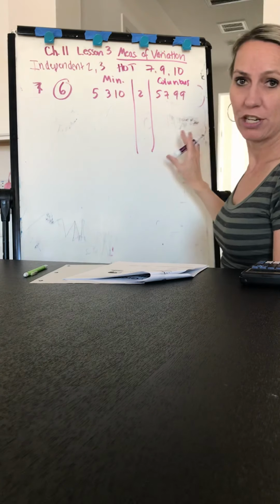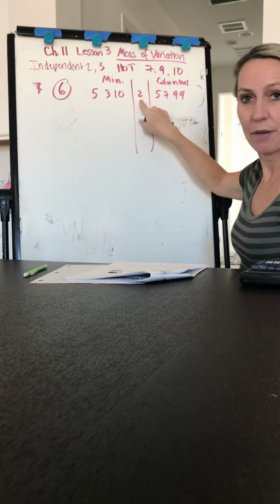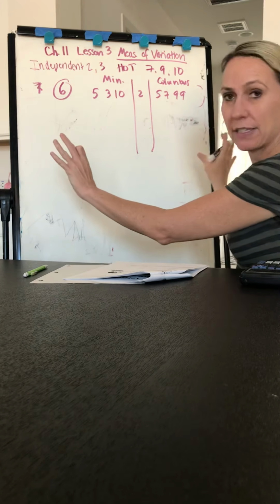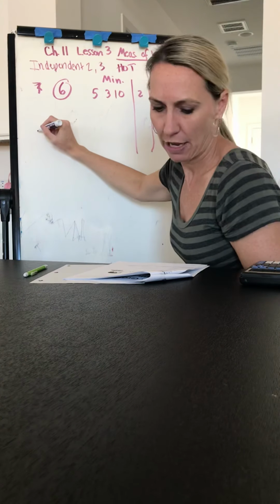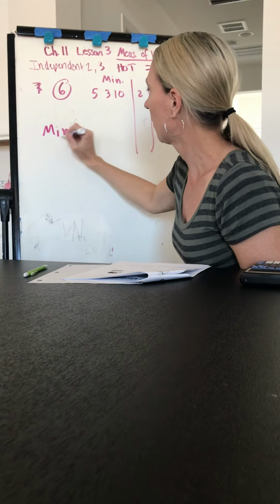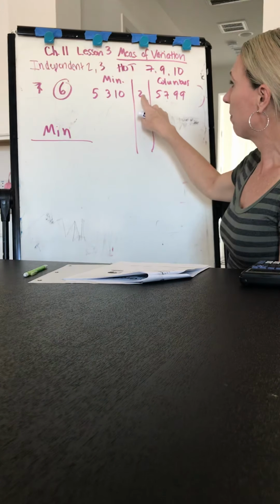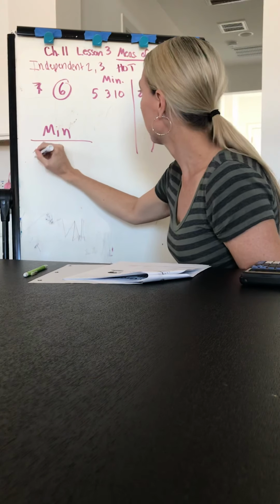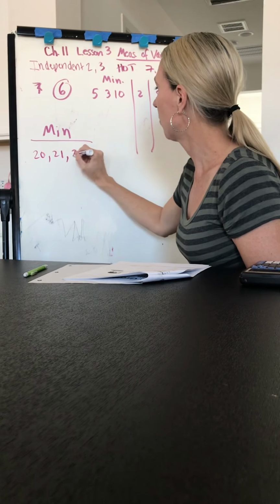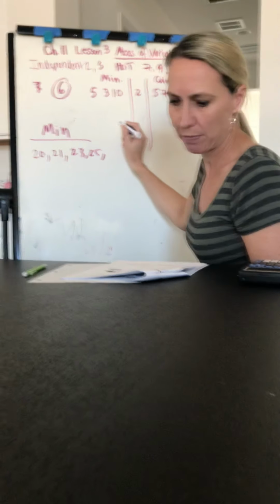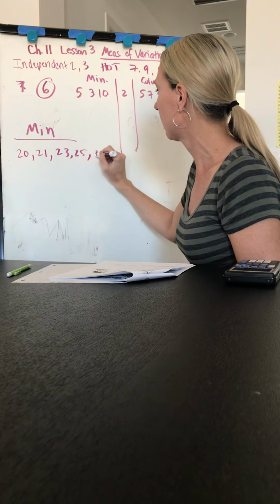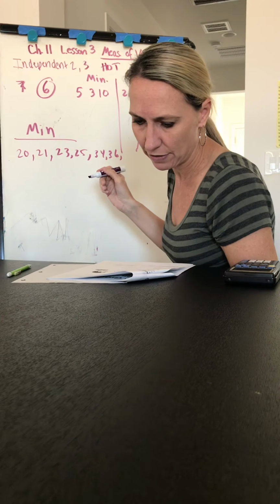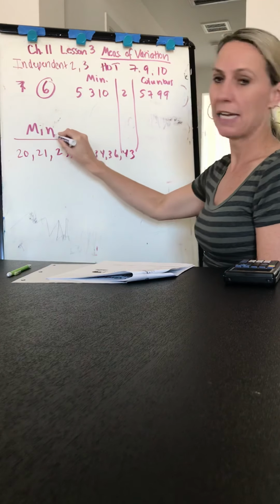Okay, and then there's more information. I just want to make sure you know how to read it. This is the stem in the middle, and these are the leaves. So this is like 2 sets of completely separate data. For Minneapolis, when you list the data, it would be 20, 21, 23, and 25. Then you'd keep going: 34, 36, and then 43. Okay, that's the Minneapolis data set.